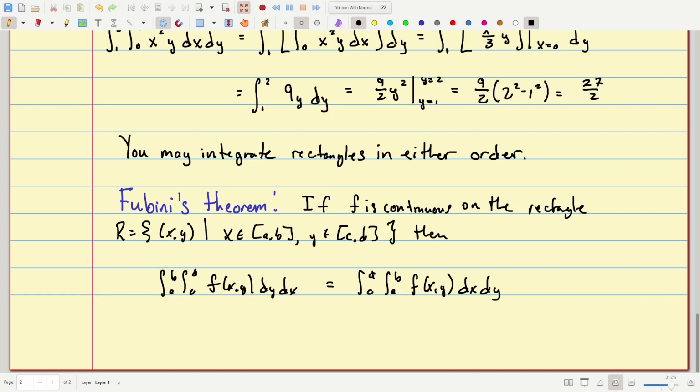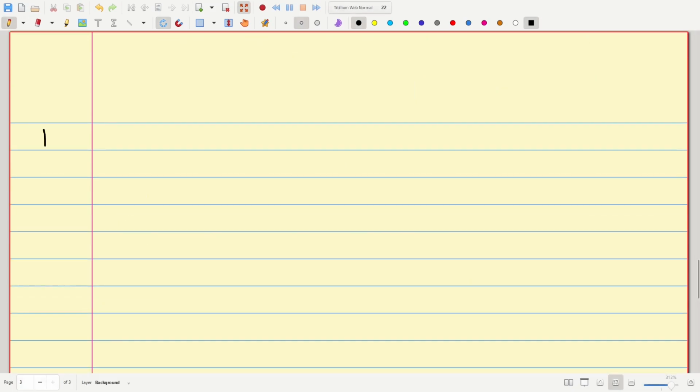I will be mentioning Fubini's theorem a lot because it turns out to be really important. Now, Fubini's theorem technically has to do with rectangles, but it has extensions that count in other cases. I will talk about those when they are relevant. Seems fine. All right. More examples.